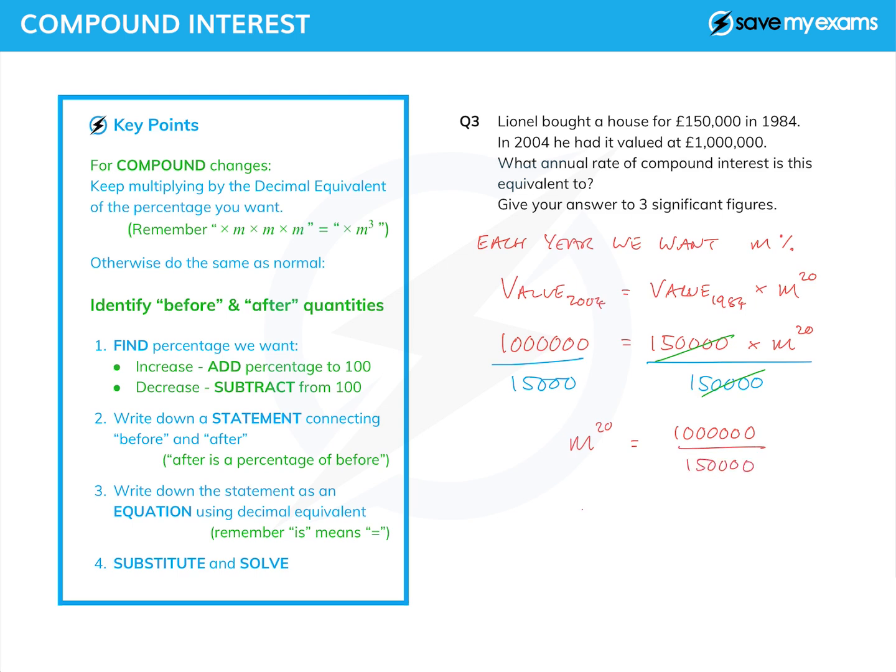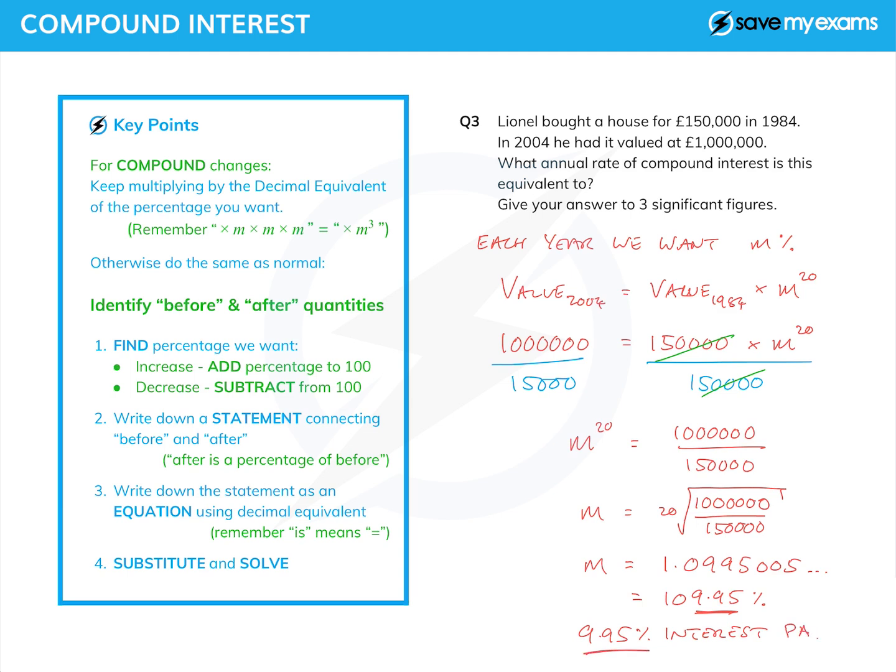Now I'm not going to calculate that yet because I'm just going to put one thing into my calculator, which is the 20th root of 1 million over 150,000. And I hope you know how to use the nth root button on your calculator. I have done a revision video on using calculators, so do look at that. And if we do that, the calculator says 1.0995005. Now remember, that's a decimal equivalent, and it's the decimal equivalent of 109.95%. And so we just want the interest bit, which is the increase, and so it's 9.95% interest per annum, or per year, if you like. I'm going to put PA for per annum. And there we go. So each time we've written down a before and after statement, and we've just solved the equation.